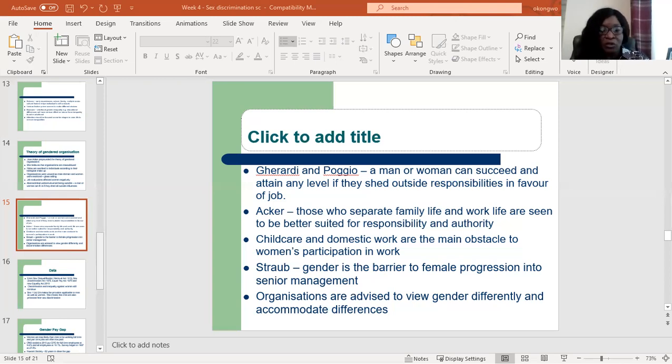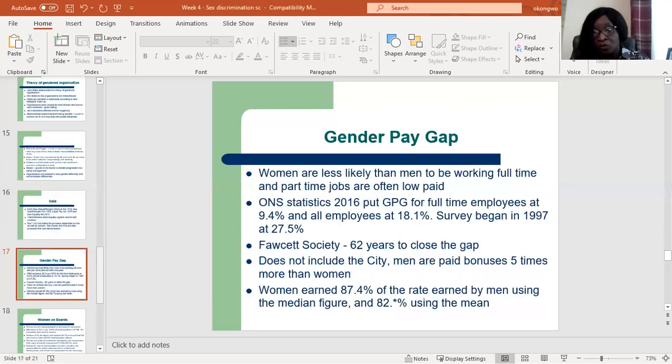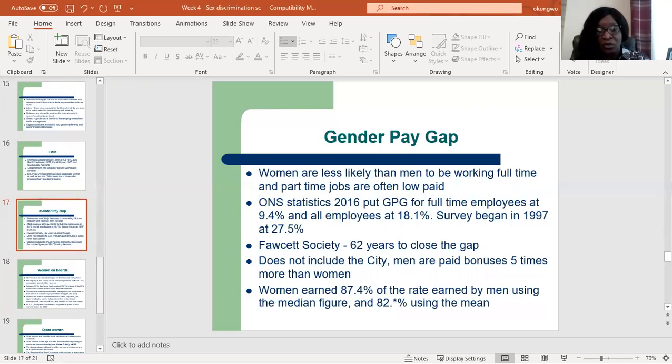So I'm going to just quickly run through some figures. I'm conscious that I've spent a lot of time on this. Like I said, we have laws now and they have been extended to men. The equality law is not just protecting women, it also protects men. And gender inequality, with the data I'm going to show now, has an impact in different areas of women's lives. So we look at the gender pay gap.